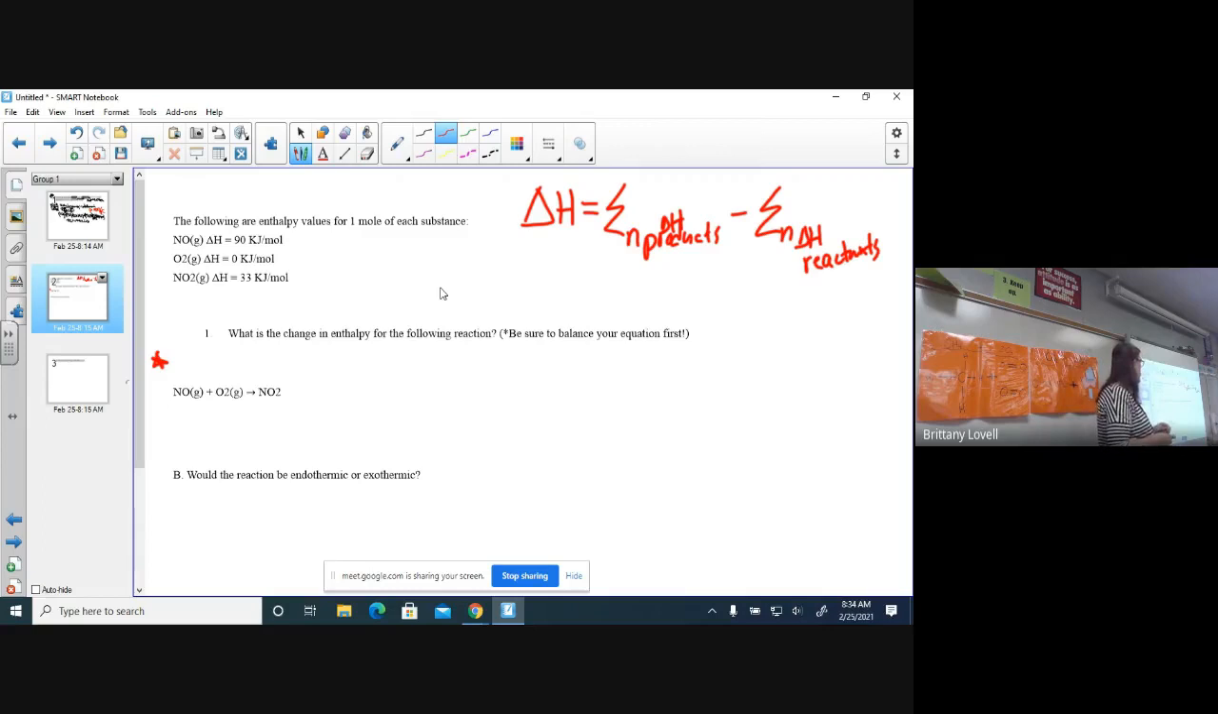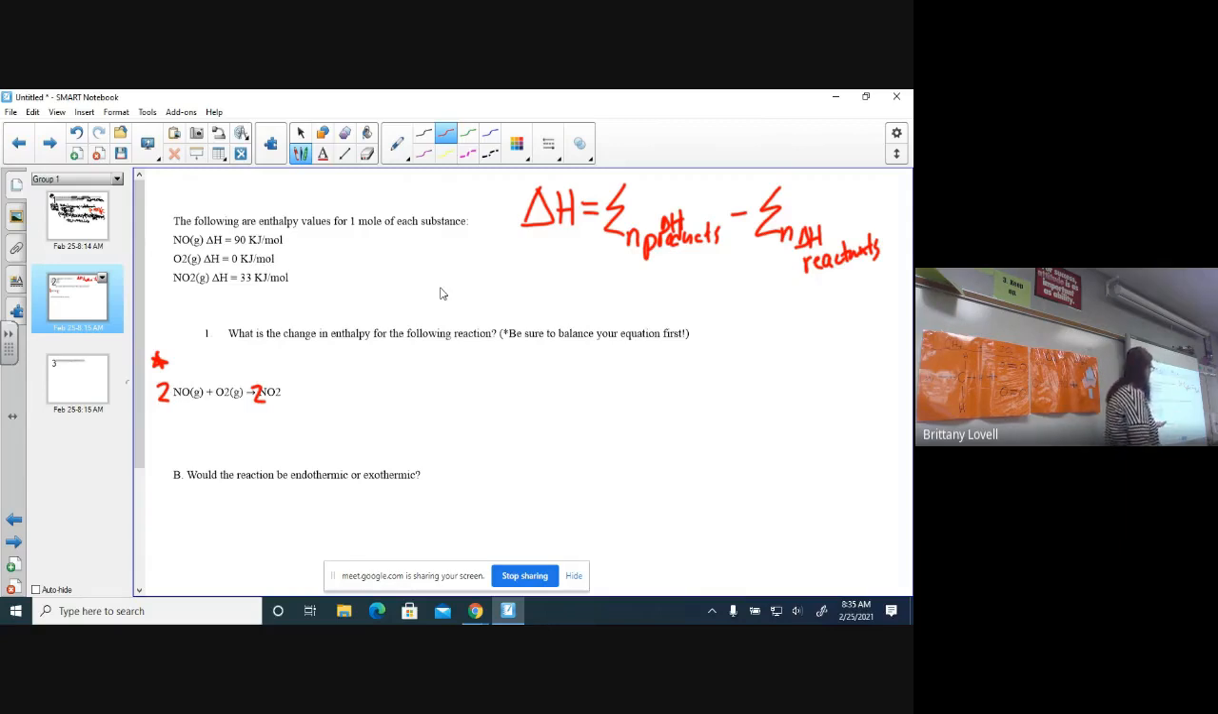NO plus O2 yields NO2. And the question says, what is the change in enthalpy for the following reaction? Be sure to balance your equation first. You always start with balancing the equation, right? So how would we go about balancing that equation? Yeah, 2NO. If you put a 2NO and a 2NO2, that's going to balance out the ends and you'll have 4 oxygens on both sides, right?